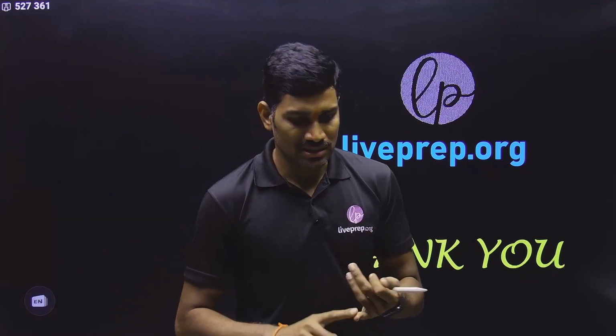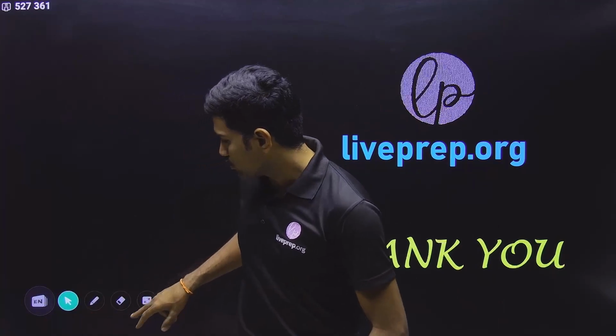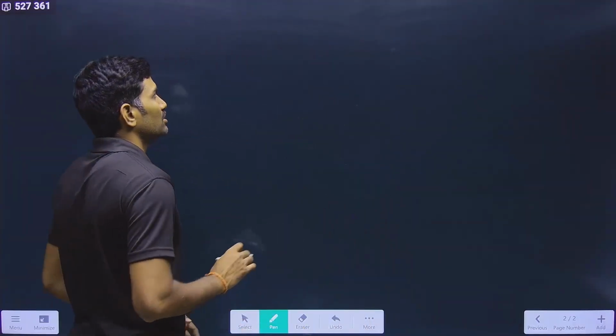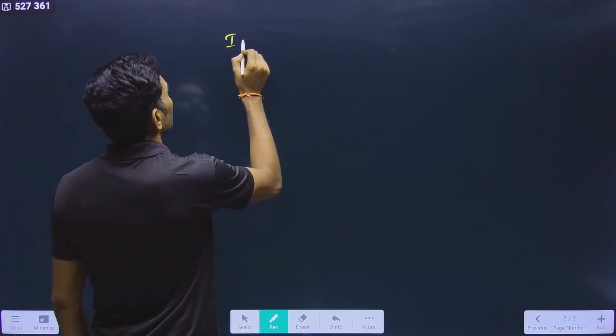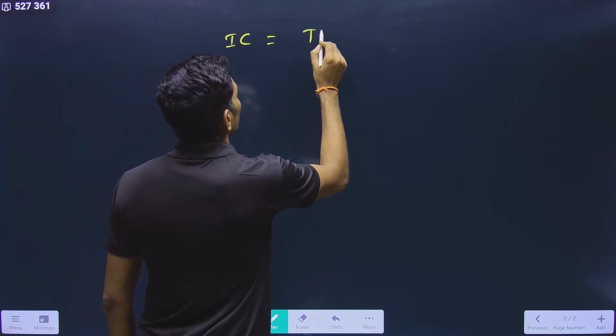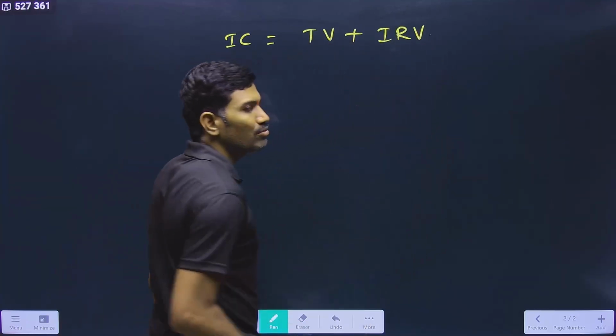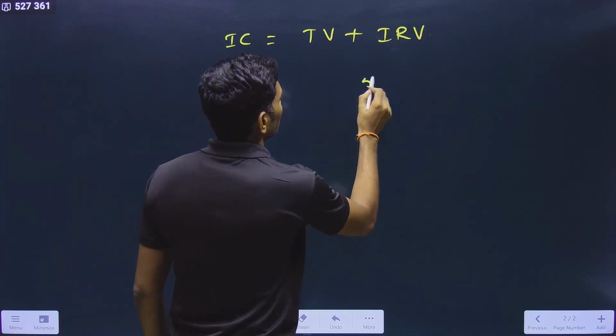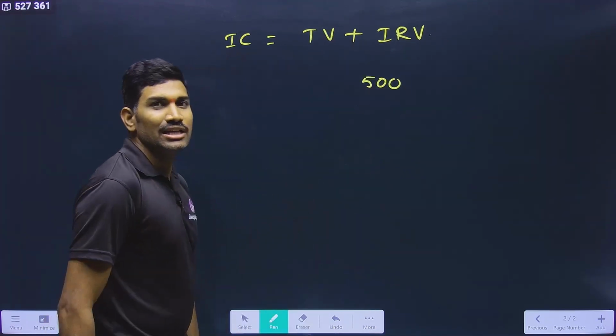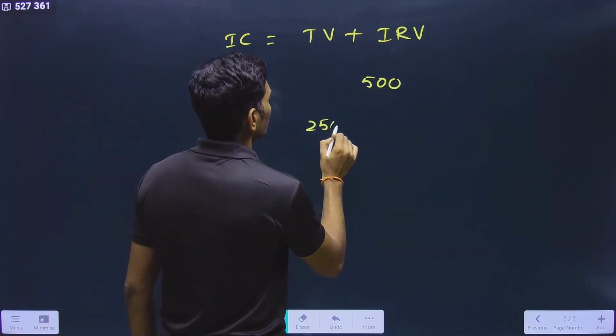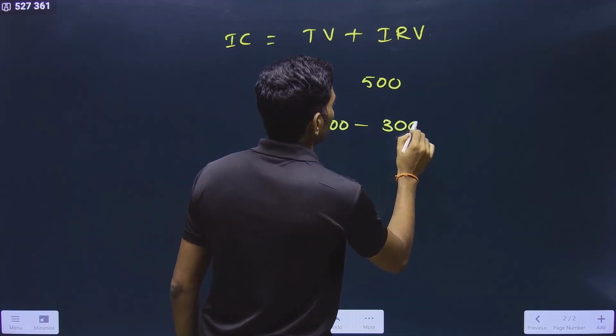Volumes are individual things, but the capacities are added ones. And here they may ask a question. Suppose they are asking about the inspiratory capacity. What is inspiratory capacity? Tidal volume plus inspiratory reserve volume. How will you do this? What is the tidal volume? 500. Inspiratory reserve volume is 2500 to 3000 ml.